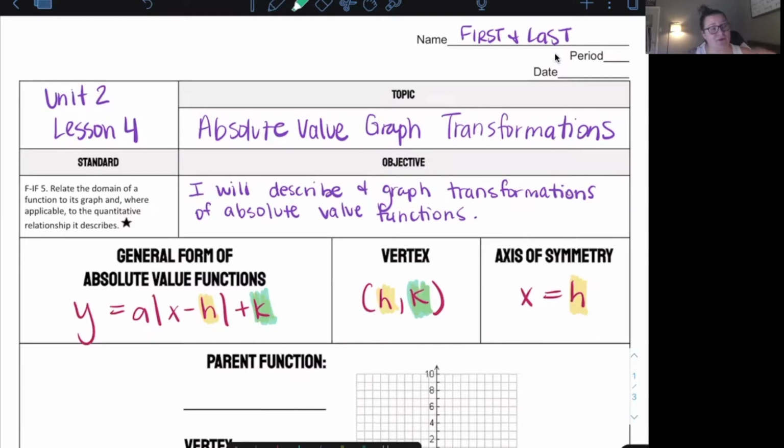So we're going to take the graphs of absolute value functions, which we learned how to do in Unit 2, Lesson 3. We're going to learn how to transform them or move them, shift them around on the graph. All kinds of fun stuff.